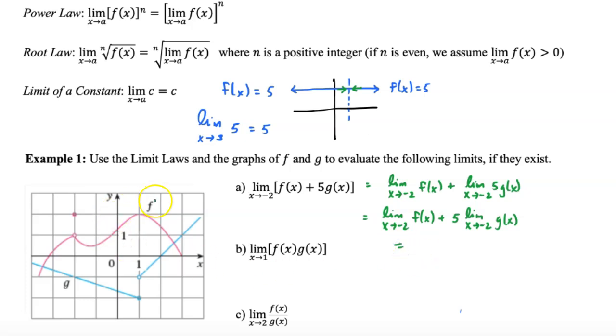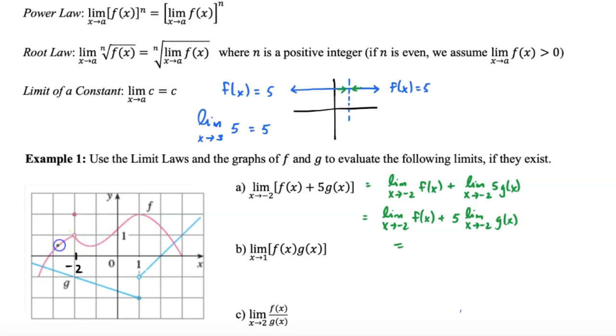Okay, let's do that. F of x: f is this pink curve, or this red curve, this top curve. And so what happens as x approaches -2? Well, -2 is right about here. This is 1, this is -2. Well, I'm looking at the left and the right. So what happens as I'm approaching -2 from the left and from the right? And I'm looking at this top curve.